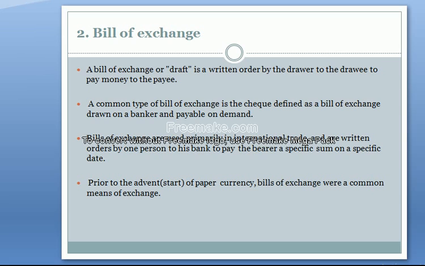Either the amount of the bill of exchange should be paid on demand, or the amount of the bill of exchange will be paid when the maturity date comes. So on that maturity date, the bill of exchange amount should be paid to the payee. But if the maturity date is not mentioned, not specified, then any time the payee demands, that bill of exchange will be paid.